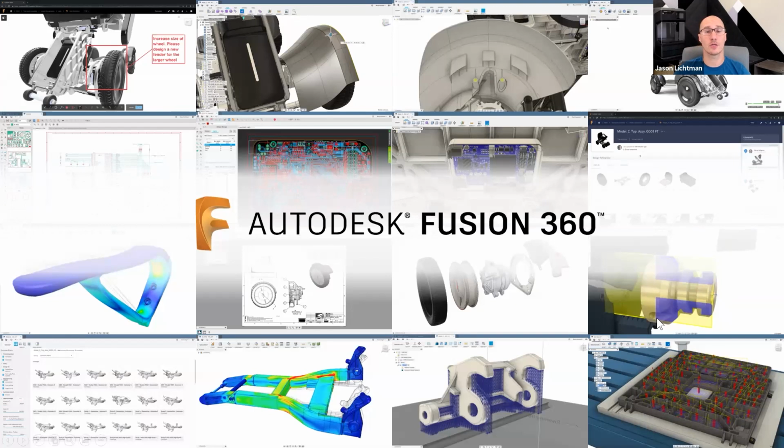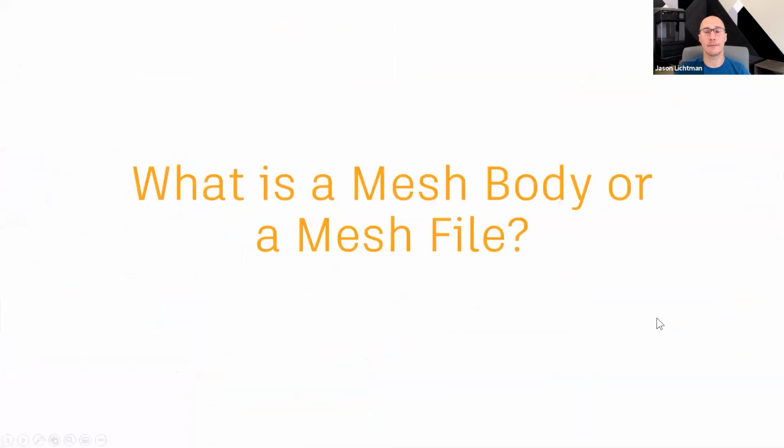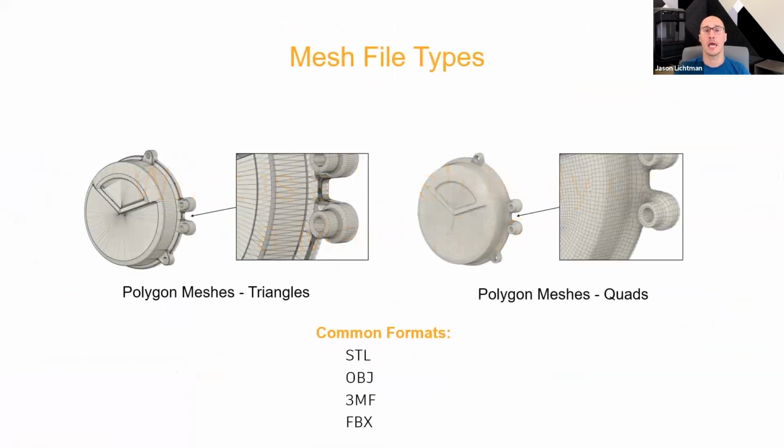So let's go and talk about meshes. What is a mesh body or a mesh file? And I apologize if you already know this, but I do think this foundation is important. A mesh file is a 3D object, but it's represented as polygons. On the left, you'll see what's considered a traditional mesh made of triangles. And on the right is what we call a quad mesh made of quads or 4-sided polygons. Either way, they're both mesh files, and they represent that 3D object.